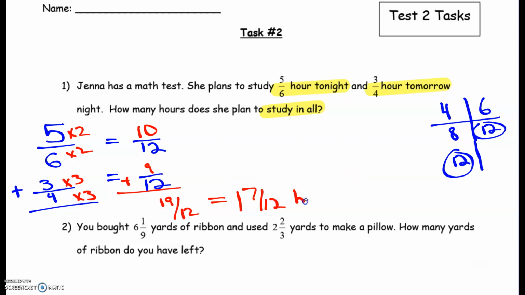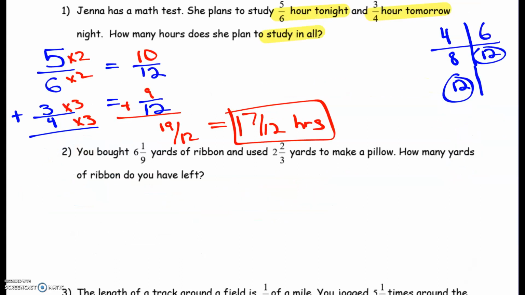Alright. Next question. You bought 6 and 1/9 yards of ribbon. You used 2 2/3. How many yards do you have left? Alright, so that means if this is the total I bought, the 6 and 1/9, I'm taking off 2 2/3. How much do we have left? The operation we'll need to do is subtraction.